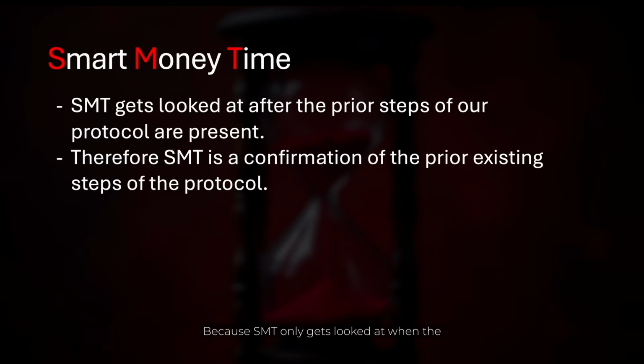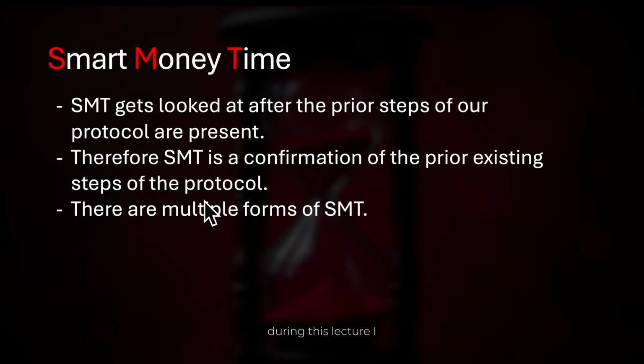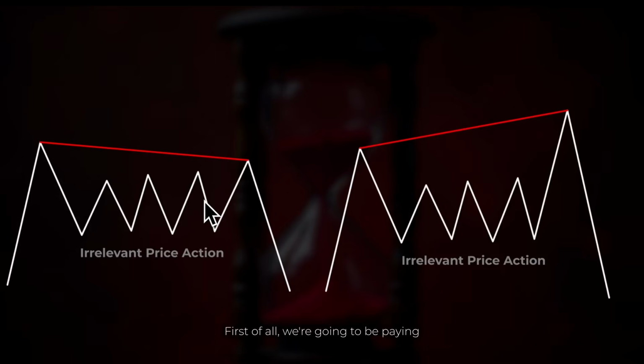Because SMT only gets looked at when the prior steps of the protocol are present, we must only look at SMT as a confirmation of the prior existing steps of the protocol. Meaning, SMT functions as a confirmation tool of our process indeed being in play, meaning our focus is on detecting reversals and SMT confirms to us that the reversal is taking place. There are multiple forms of SMT and during this lecture I will share multiple with you. First of all, we're going to be paying attention to the following form of SMT.